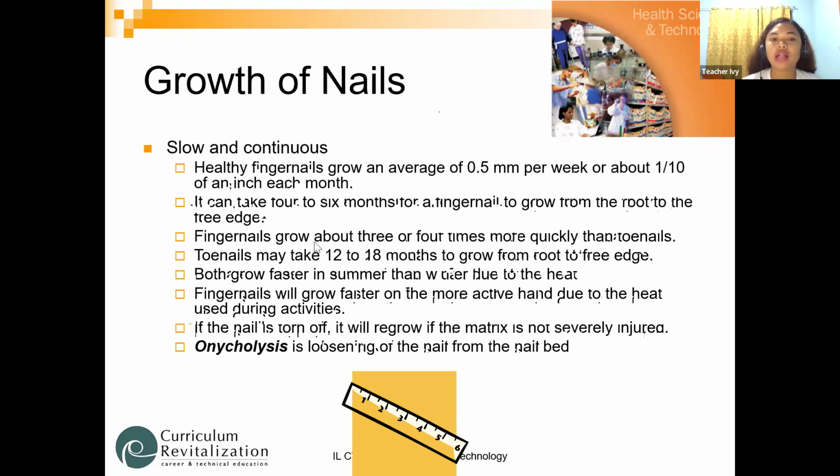Right, next, fingernails grow about 3 or 4 times quicker than toenails. So it means that the nails of your fingers grow 4 times quicker than the nails in your toes. Okay? If you were asked what nails grow faster, the nails of your fingers or the nails in your toes, what would be the answer to that, Phoebe? What nail will grow faster? The nail on your fingers or the nail on your toes?